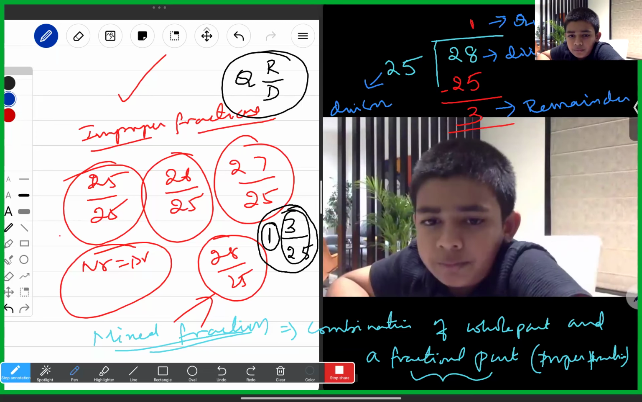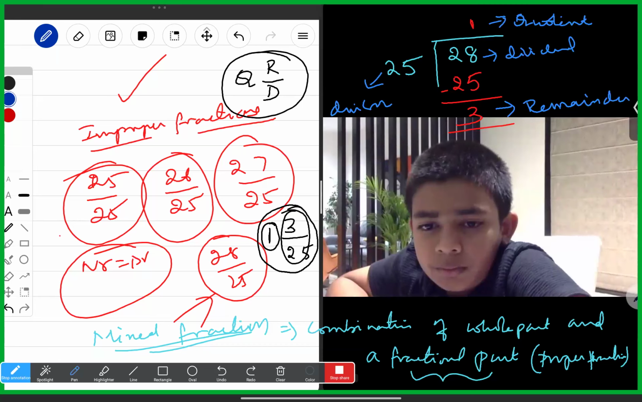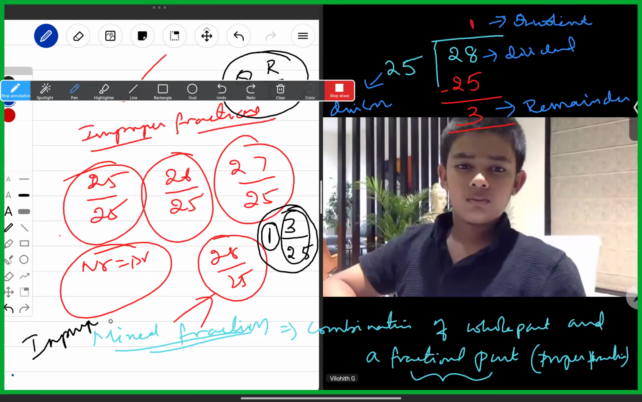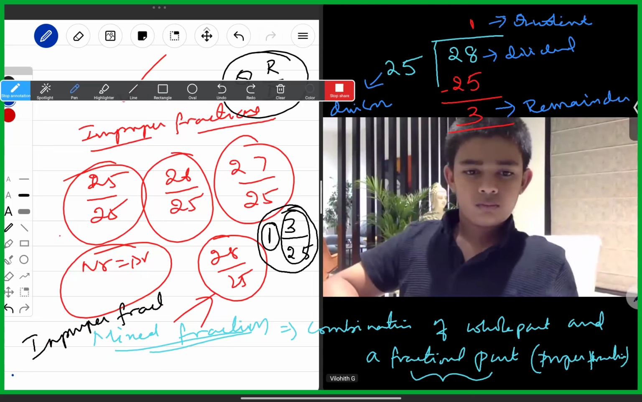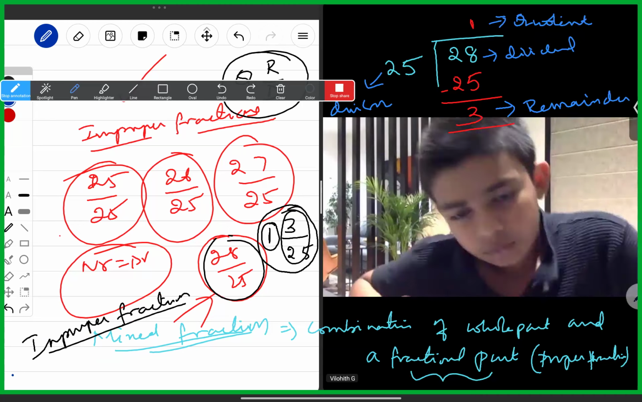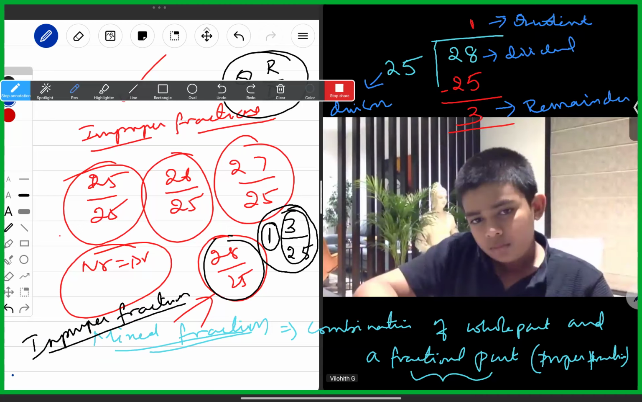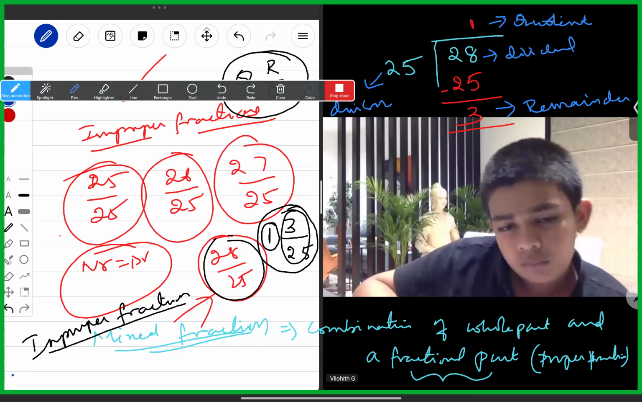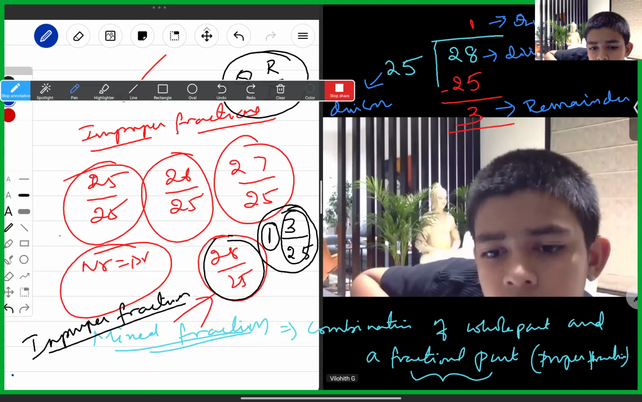So the mixed fraction can be written only for an improper fraction. 28 by 25 can be written like that. But once you write 28 by 25 as a mixed fraction, in that mixed fraction we will get a whole part and a fractional part. That fractional part is 100% a proper fraction.